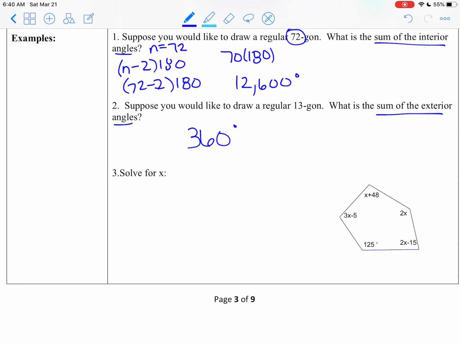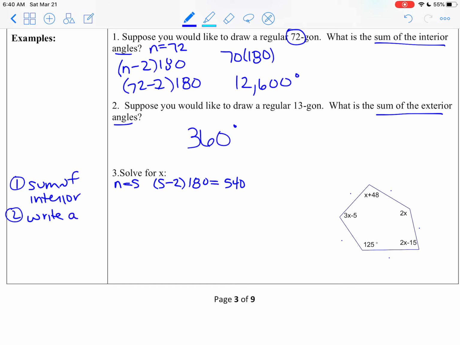All right, number 3. This will also be where you're given a shape and asked to solve for x. Step 1 is to find the sum of the interior angles. So I count the sides: 1, 2, 3, 4, 5 sides. So that's n equals 5. So that's 5 minus 2 times 180, and that's going to be 540.